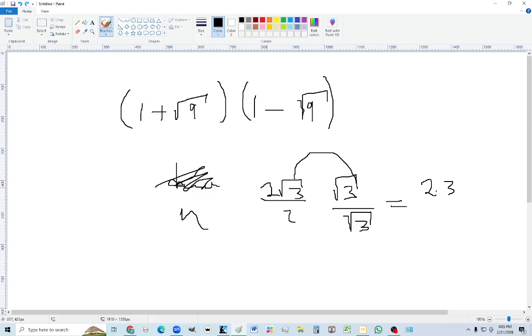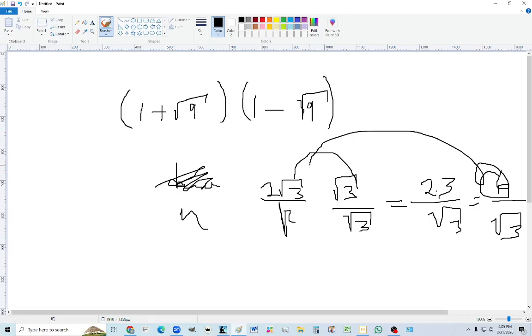Let's just pretend it was over 1 back here. It becomes 2 times 3 over the square root of 3, which becomes 6 over the square root of 3. So this was rationalizing the numerator because it's no longer got a square root on top, but I had to multiply it by 1. That's the secret you got to remember.